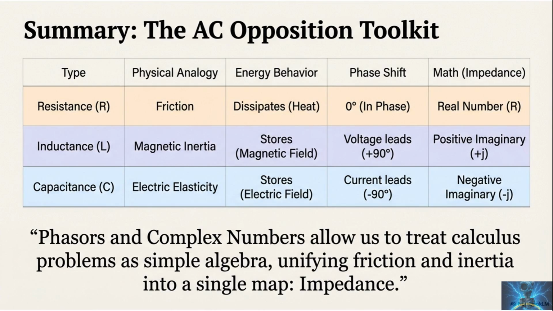Summary: the AC opposition toolkit. Here's the big takeaway. Resistance is friction. It dissipates energy and stays in phase. Inductance is magnetic inertia. It stores energy and makes voltage lead current. Capacitance is electric elasticity. It stores energy and makes current lead voltage. Impedance is the combined map that lets us treat AC opposition as one unified idea.